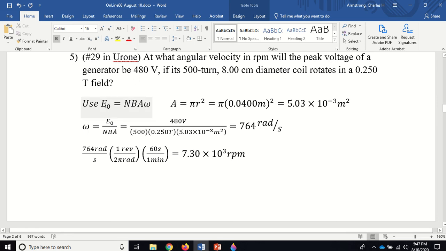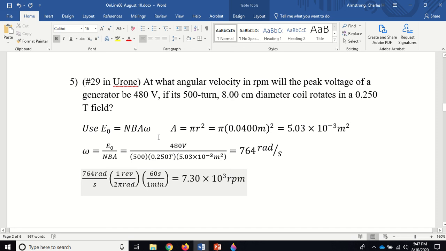We don't worry about the cosine or the sine. E0 equals NBA omega. We find the area. Okay, we found the area right here. We solve for omega. Omega equals that maximum EMF, which is 480 volts, divided by N, 500 turns, B, which is the 0.25 Teslas, and the area we found up here, and we get 764 radians per second.